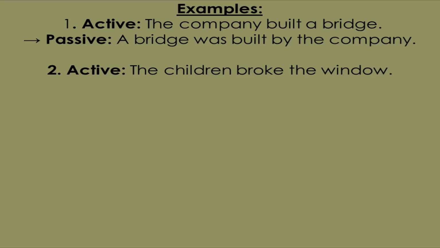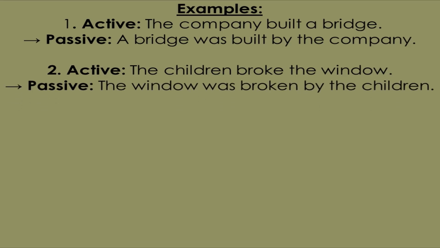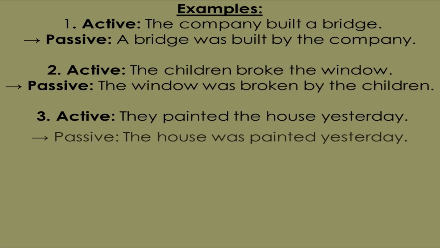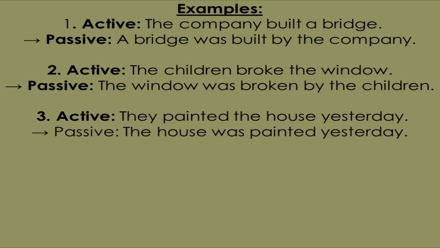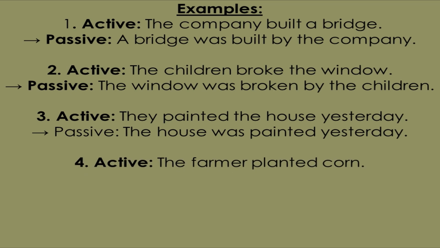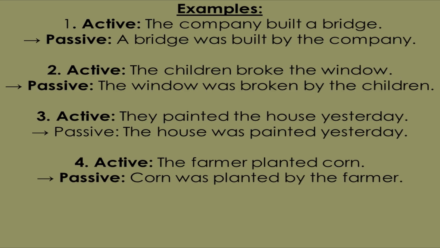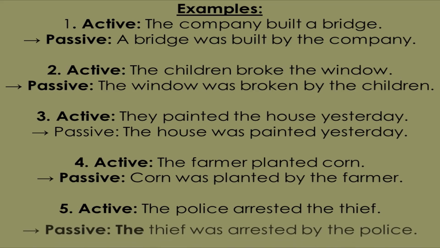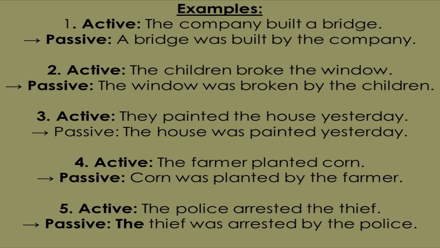2. The children broke the window. And then we say the window was broken. Broken, the past participle of the verb to break. The window was broken by the children. 3. They painted the house yesterday. Passive, we say the house was painted yesterday. 4. The farmer planted corn. Corn was planted by the farmer. The police arrested the thief. The thief was arrested by the police.